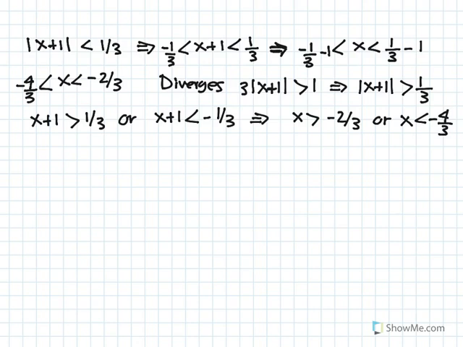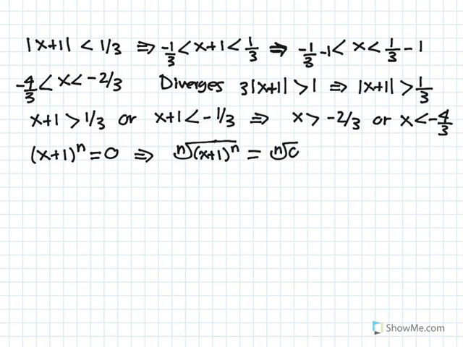So now let's find the radius of convergence. To find the radius of convergence, let's set x plus 1 to the power of n equal to 0. Take the nth root of both sides, we get nth root of x plus 1 to the power of n is equal to nth root of 0, and we get x plus 1 is equal to 0, and we just get x equals negative 1. This is the center of the power series.